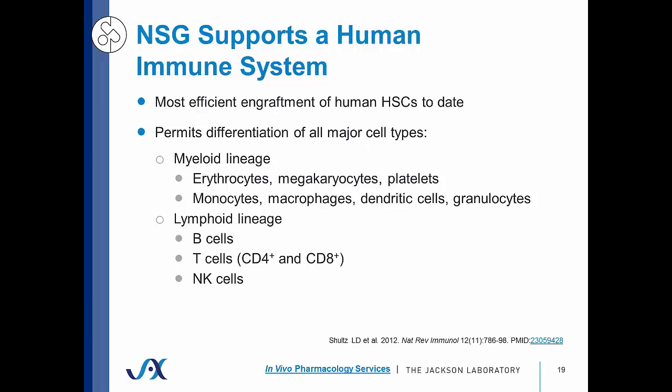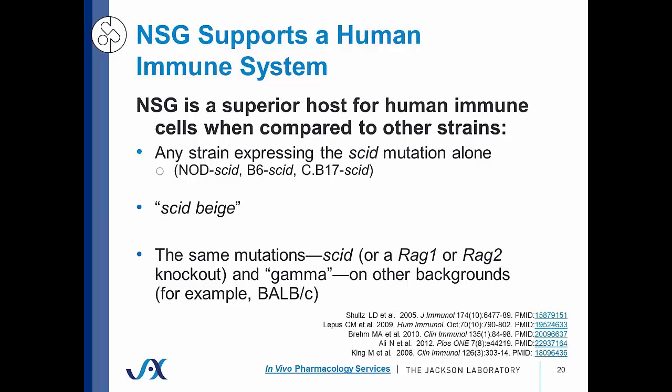So these mice have the most efficient engraftment of human hematopoietic stem cells compared to other models. And that's due to the fact that these hematopoietic stem cells can home to the bone marrow and differentiate into all major immune cell types, including cells of the myeloid lineage, and that includes erythrocytes, monocytes, macrophages, dendritic cells, and granulocytes, as well as cells of the lymphoid lineage, including B cells, T cells, and natural killer cells. Also, the humanized NSG mice do display some mucosal and adaptive immune function, and we'll see some examples of this later on in our discussion.